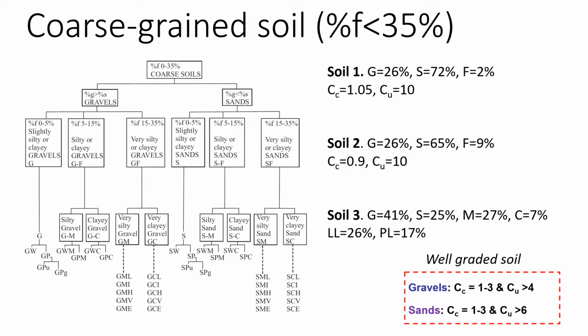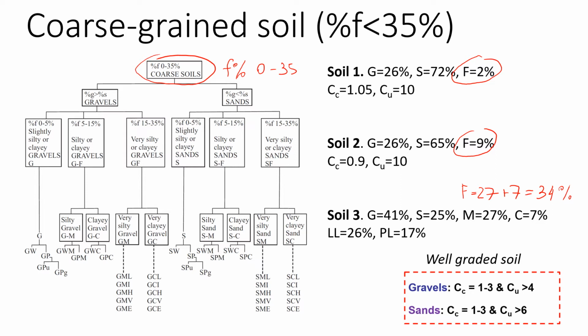Let's see now how we can classify these three soils using the AASHTO flowchart. In this case, we're going to classify coarse-grained soil. That's why we use this particular flowchart, where it says that percentage of fines is from 0 to 35. And that's correct. If we look at soil 1, we have fines of only 2%. For soil 2, we have fines of 9%. And for soil 3, we have fines of 27% of silt plus 7% of clay, which gives us still 34%, which is less than 35. That's why we're going to use this particular flowchart.